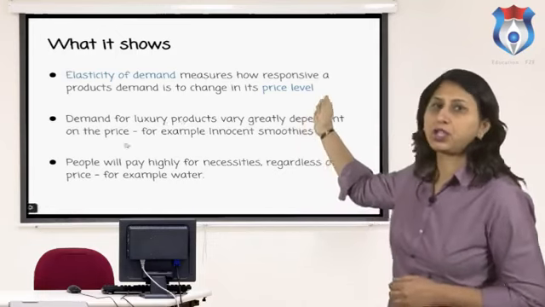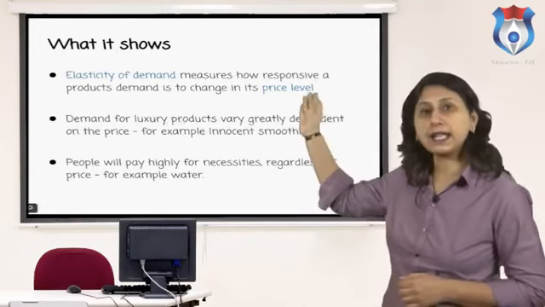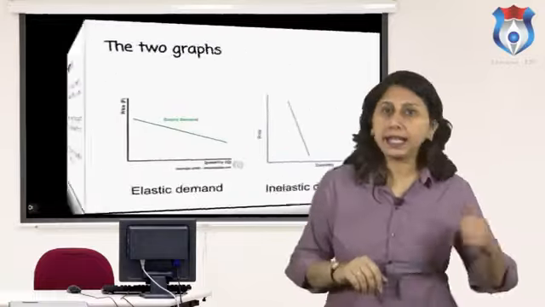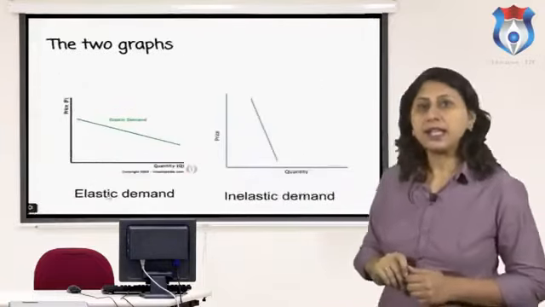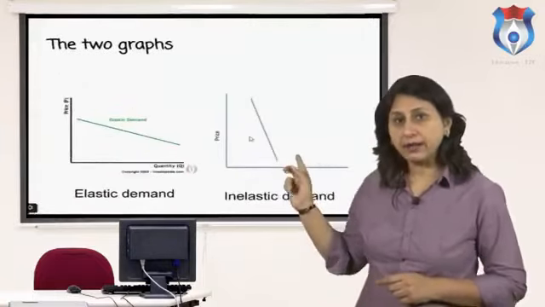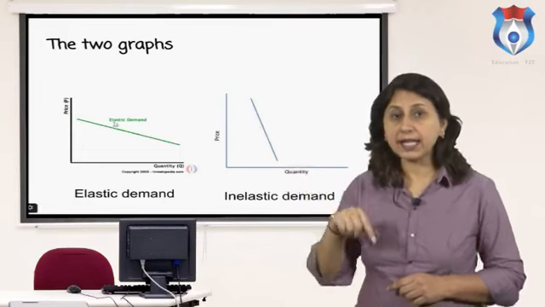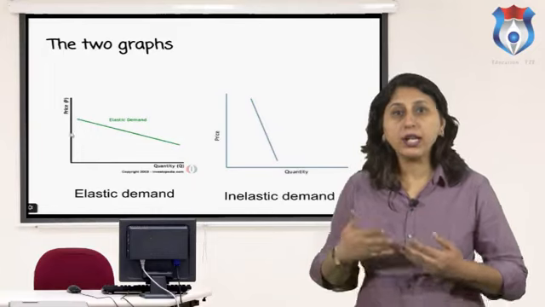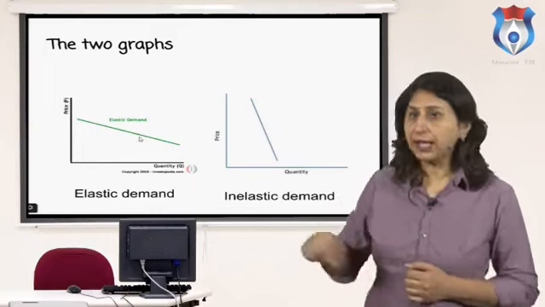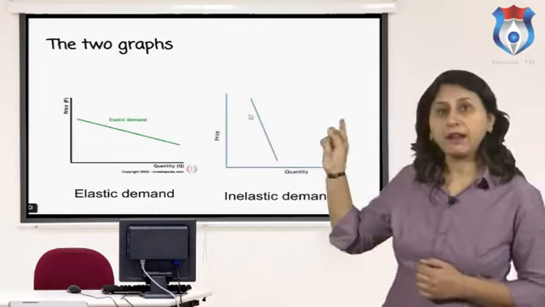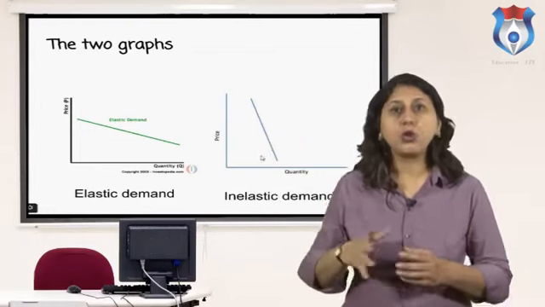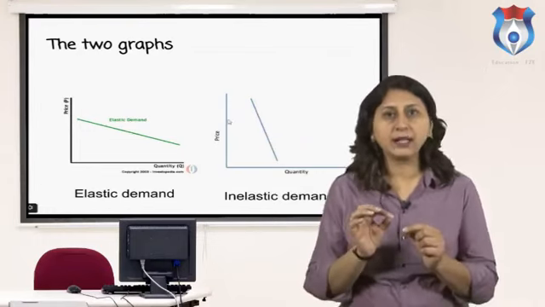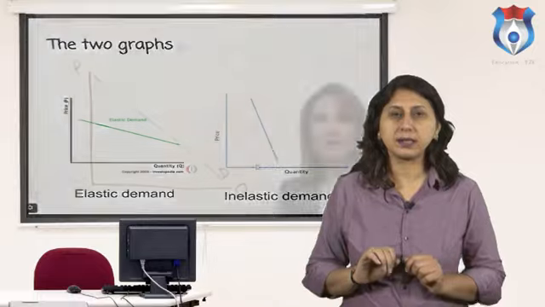Let's clarify this with the help of graphs. Here two graphs are shown. One is elastic demand, another is inelastic demand. The difference between the two is when price changes in the elastic demand graph, then quantity also changes on a huge scale. However, in inelastic demand, when price changes, there is only a small effect on the quantity demanded.